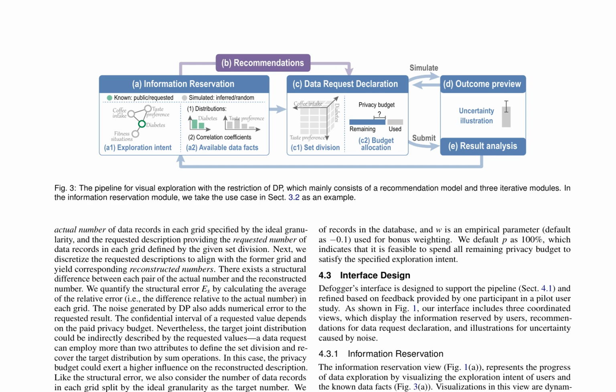This is achieved through an intent graph, where nodes represent attributes of interest and edges symbolize correlations among these attributes. Node stroke color differentiates between sensitive and public attributes, with dark gray lines indicating known data facts and light gray lines representing simulated distributions awaiting exploration. After a data request, the distribution is updated with a dark gray line, and the width of this line represents the 95% confidential interval, highlighting uncertainty in the requested results.